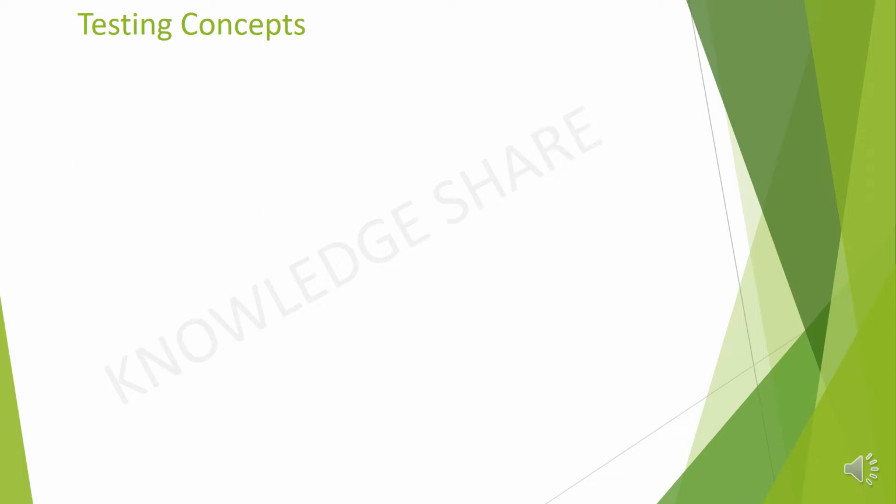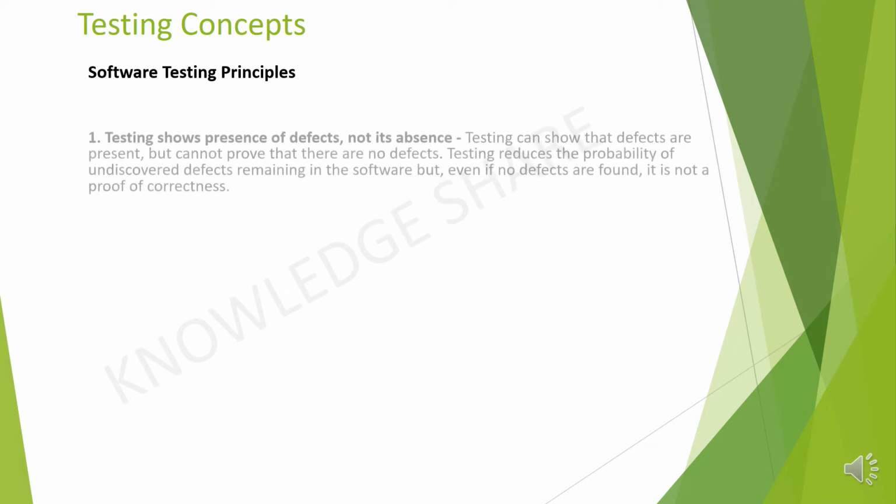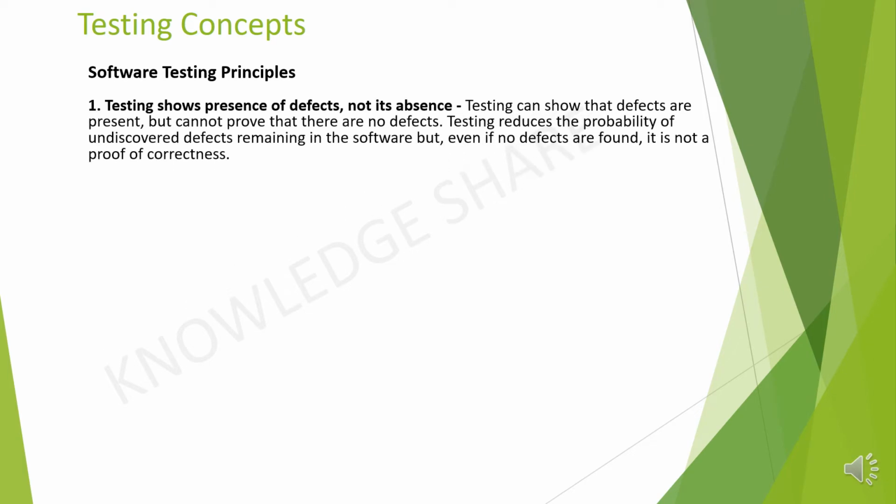Next question is software testing principles. First principle. Testing shows presence of defect, not its absence. Testing can show that defects are present, but cannot prove that there are no defects. Testing reduces the probability of undiscovered defects remaining in the software, but even if no defects are found, it is not a proof of correctness.